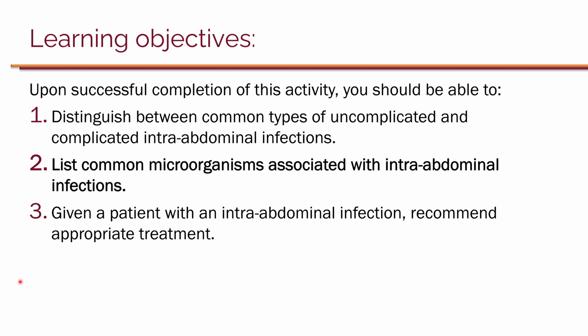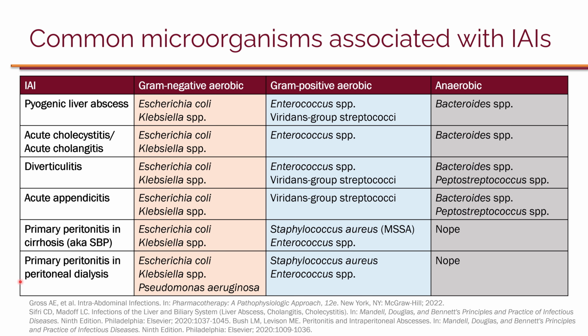We distinguish between common types of uncomplicated and complicated intra-abdominal infections. Now let's list common microorganisms associated with intra-abdominal infections. So when you look at different types of intra-abdominal infections, you can see that there is a large overlap between some of the common causes of these infections. So, for example, E. coli is pretty much always present. Klebsiella is always present on the list. And then on the gram-positive part, you can see that for the most part, there is Enterococcus species present. And on the anaerobic part, mostly Bacteroides.